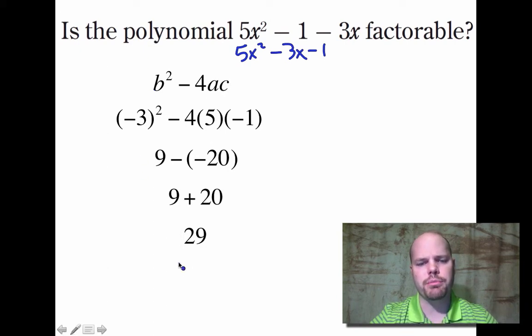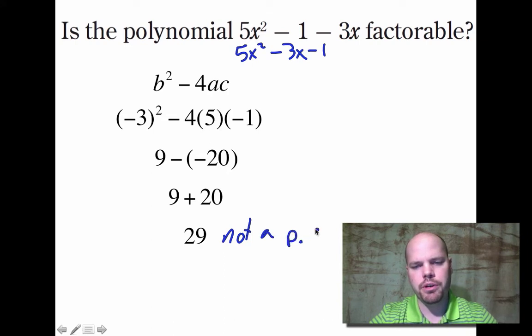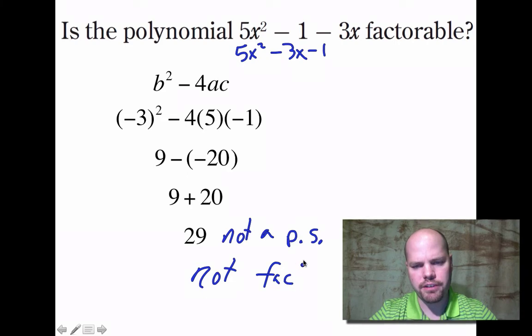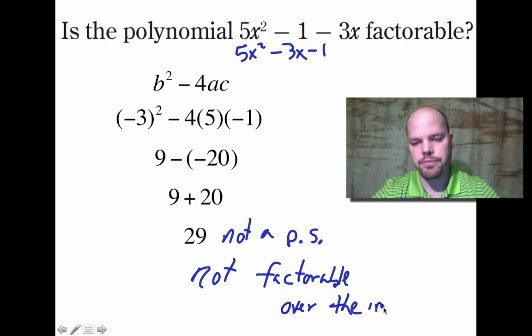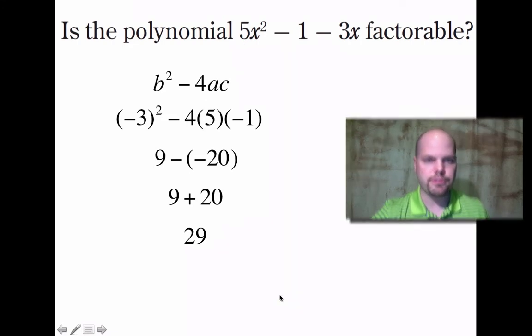So is this factorable? 29 is not a perfect square, so this is not factorable. So not factorable over the integers. Everything will factor if you can use non-integer values, but we are using integers.